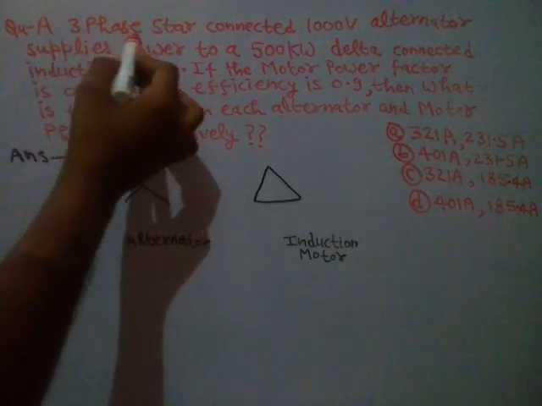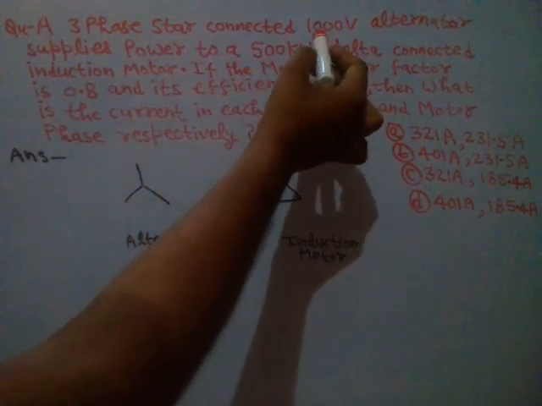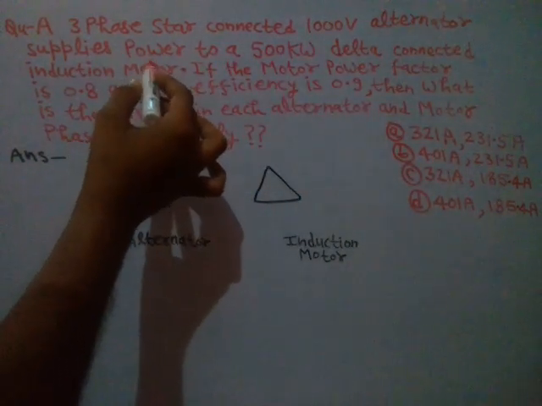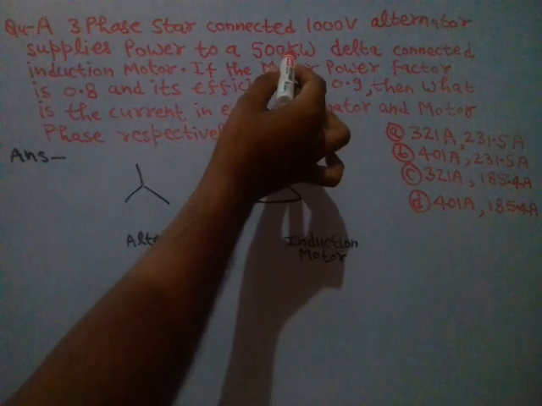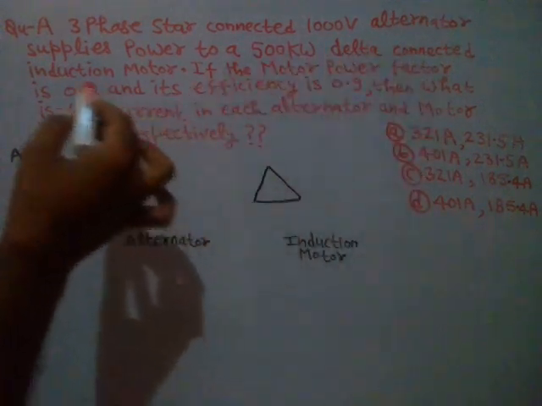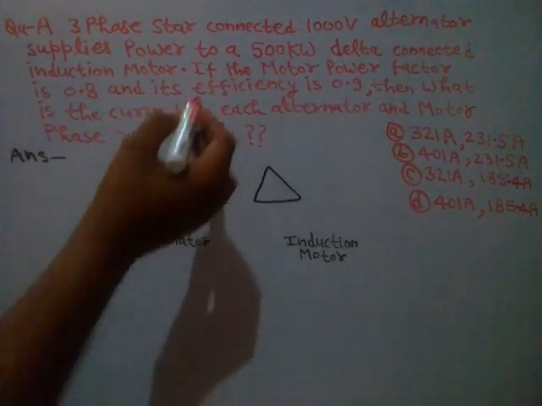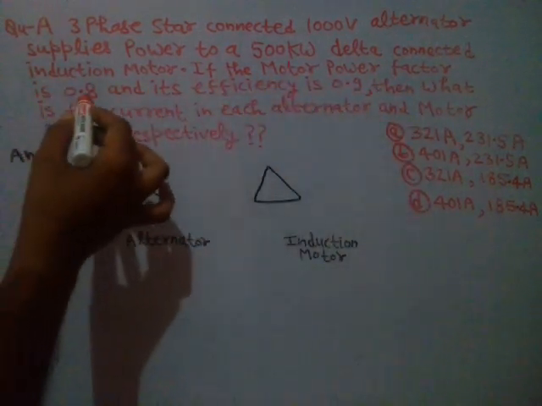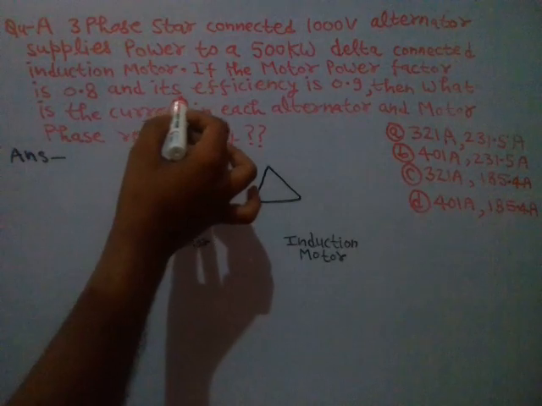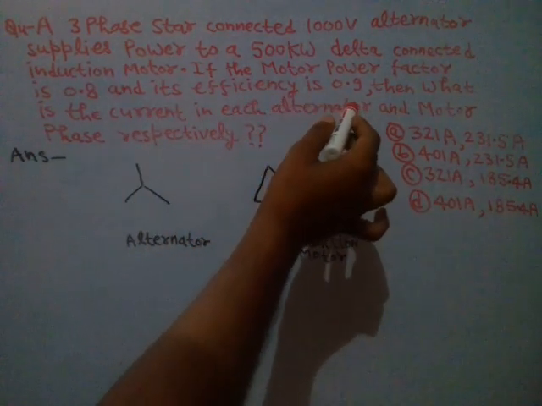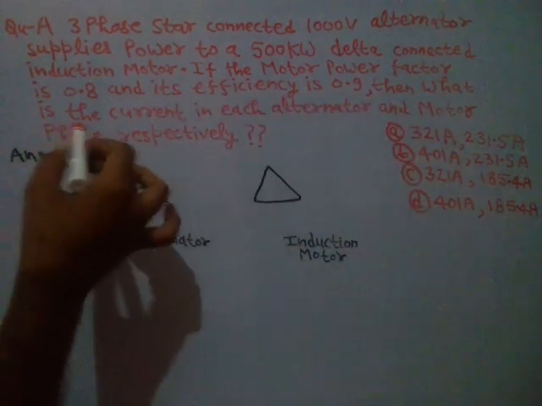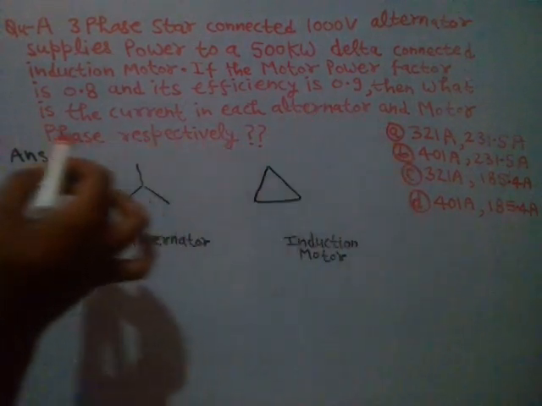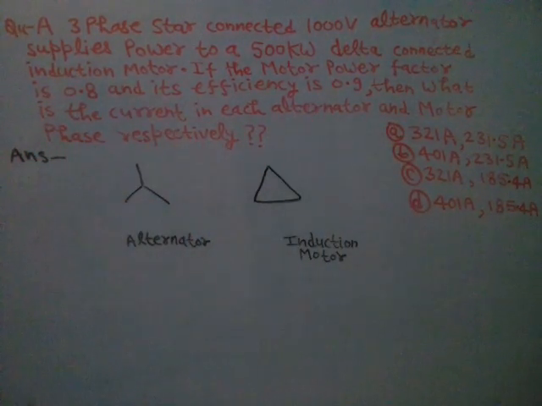So a three-phase star connected 1000-volt alternator supplies power to a 500 kilowatt delta connected induction motor. If the motor power factor is 0.8 and its efficiency is 0.9, then what is the current in each alternator and motor phase respectively?